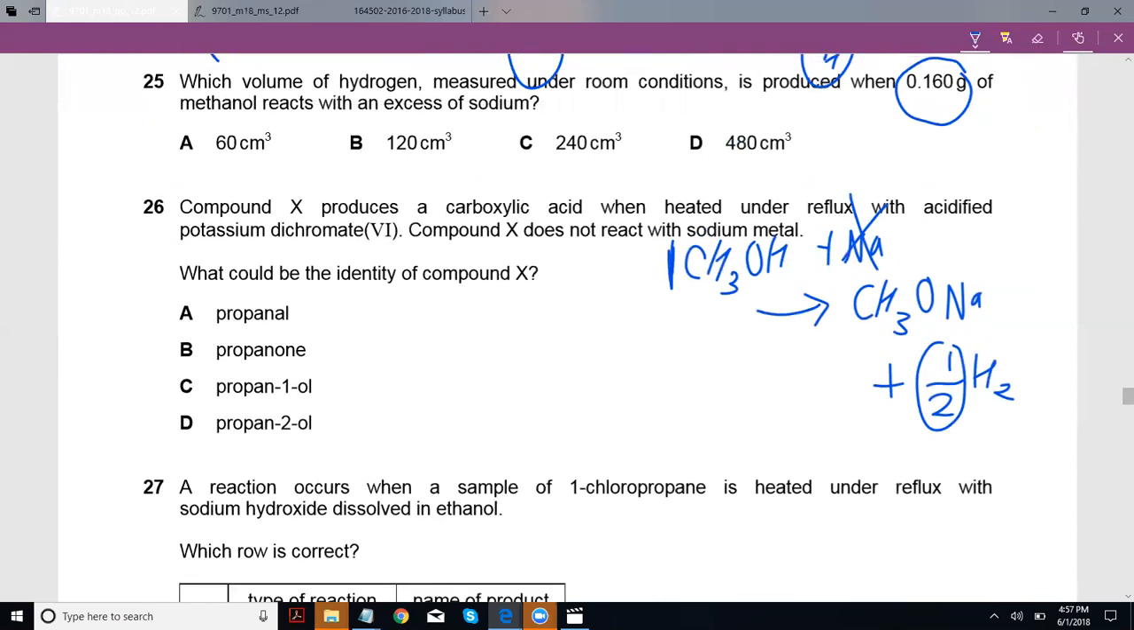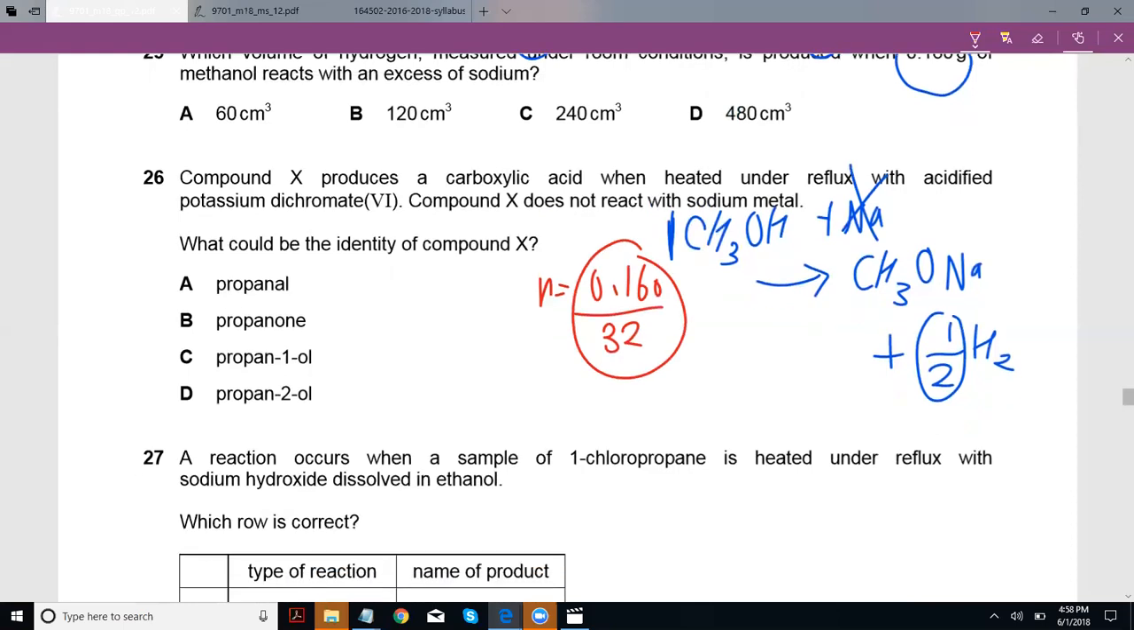Now, if you can figure out the moles of methanol, that would give us a good idea. So the moles of methanol are mass upon Mr. The mass was 0.160 upon Mr, which would be 12 plus 16 is 28, 29, 30, 31, 32. Did I do the mental math correctly? I'm very bad at mental math. Yeah, I think I did it fine. Anyhow, this would give you the moles of methanol. You can do it by ratio method if you like.